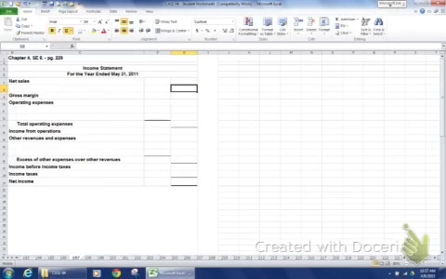Hi, here we are, and we're going to look at Chapter 4, SE8 on page 229. We're going to use the same data from the problem from SE7 on page 229. However, in this particular problem, we're going to do a multi-step income statement.